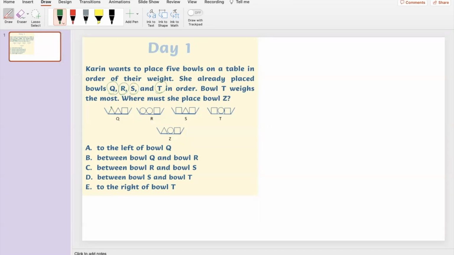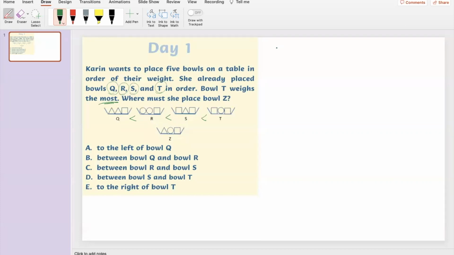Ball T weighs the most. Where must she place the ball Z? Okay, based on our question, we know that R is heavier than Q, S is heavier than R, and T is heavier than S. Okay, so what can we get from our question?